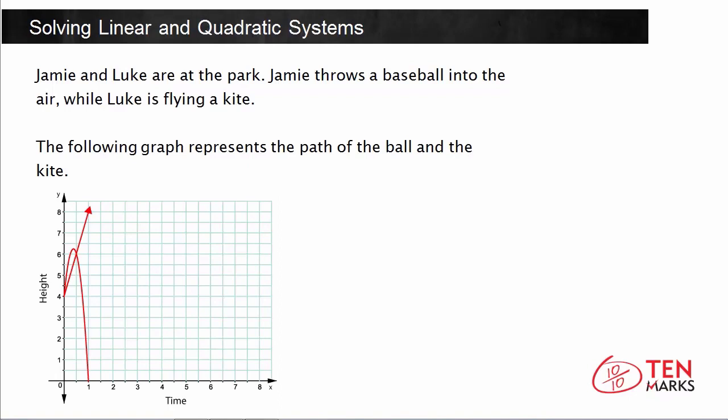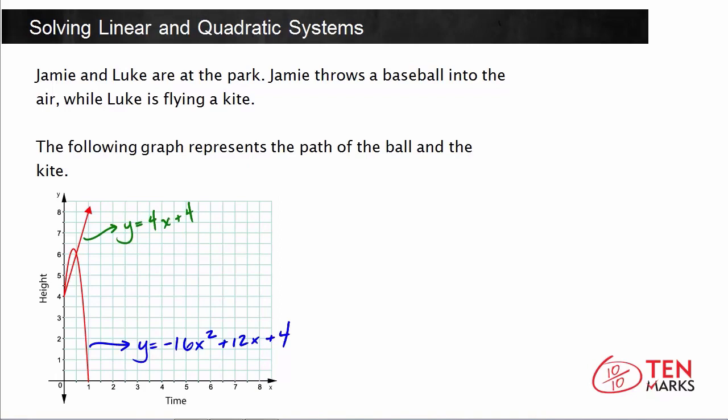Now the path of the baseball is represented by the equation y equals negative 16x squared plus 12x plus 4. And this is the parabola. The path of the kite is represented by the equation y equals 4x plus 4. And this is the straight line.